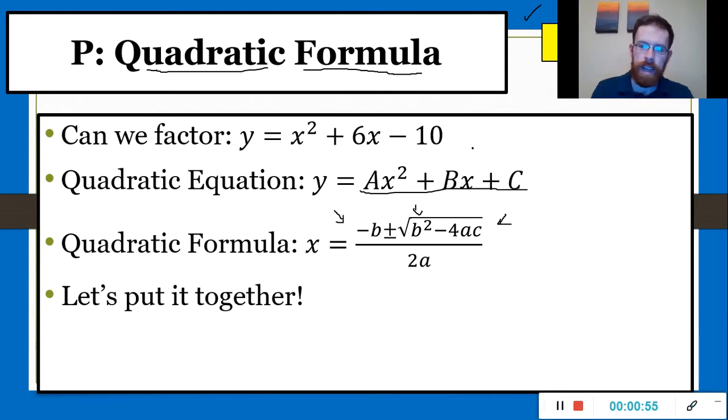Now, I want us to be able to take this statement, y is equal to x squared plus 6x minus 10, and figure out how to build a quadratic equation around it. And all I need for that is my a, my b, and my c. Then I'm just going to put them in where the a, the b, and the c are in the formula. That's literally all you need to do. There's very little thinking involved in this.